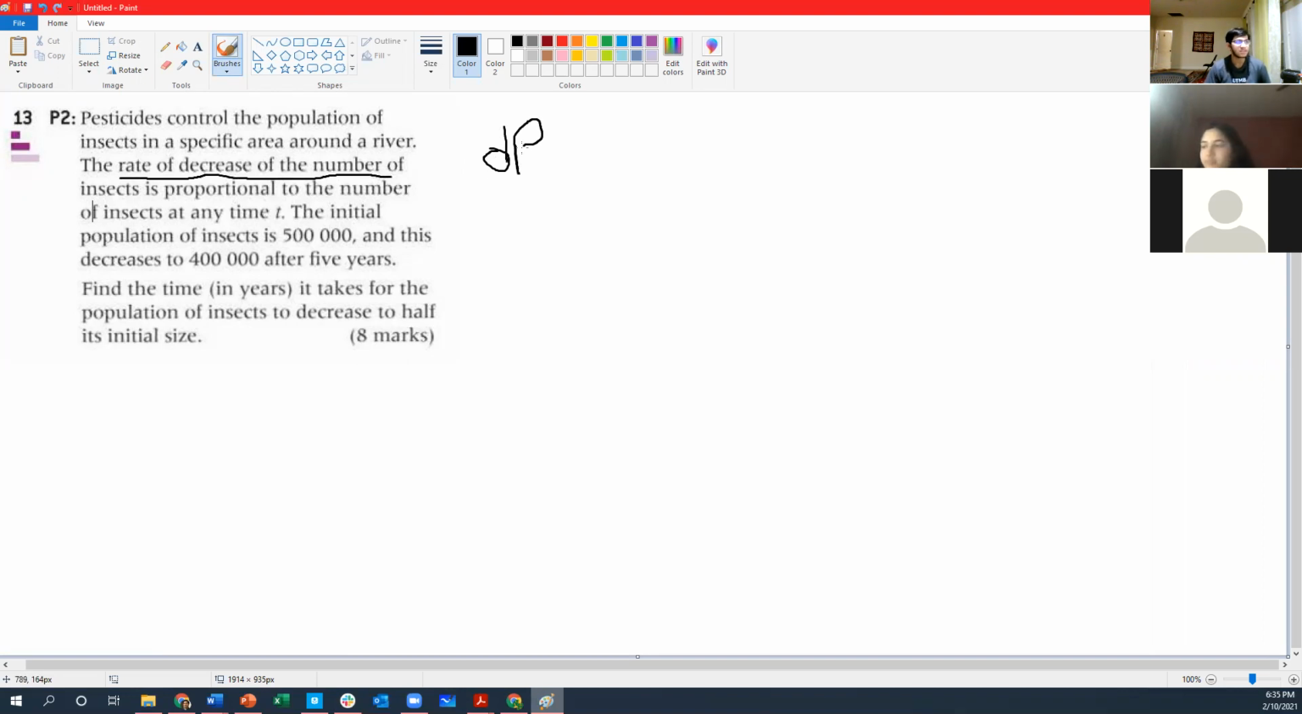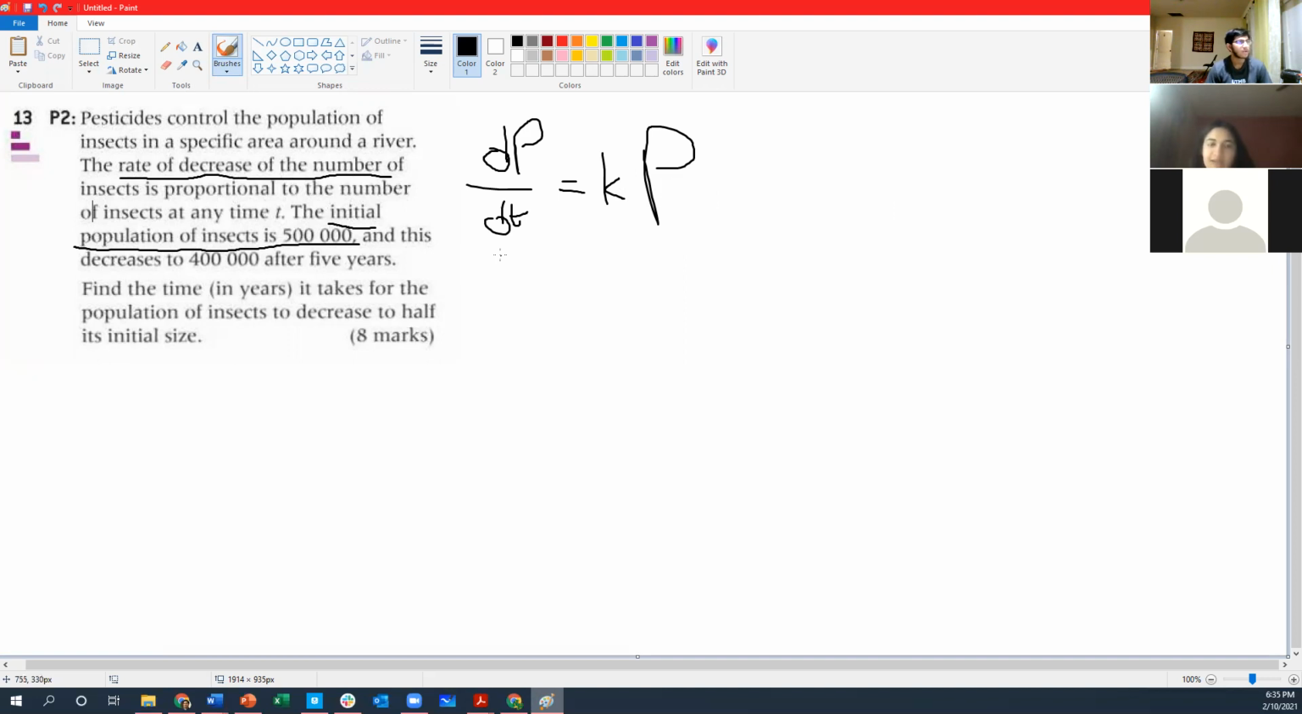So you can write dP/dt is equal to kP. Yep. Sorry, kP, not kt, because if it were kt, then it wouldn't have been exponential growth, right? It's proportional to the number of insects. Now you can integrate it or solve it. Okay, you wanted to do this first before. Yeah, we can do that.